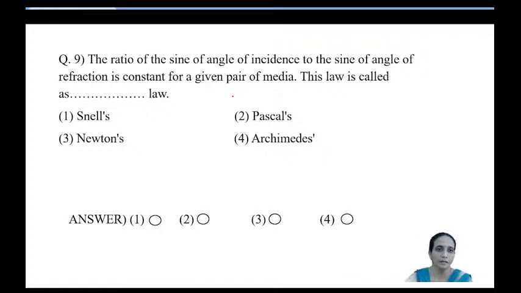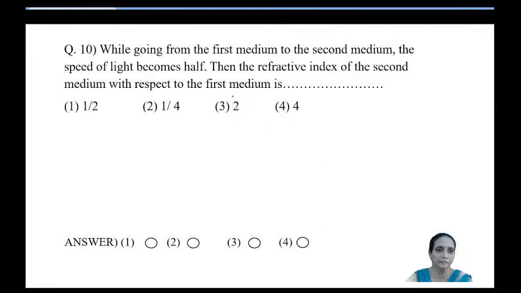Question number 9. The ratio of the sine of angle of incidence to the sine of angle of refraction is constant for a given pair of media. This law is called as, we have already studied this in the laws of refraction. It is called as Snell's law. So your option number 1 is the correct one. Got it, children? Now we'll move to the next question, question number 10.